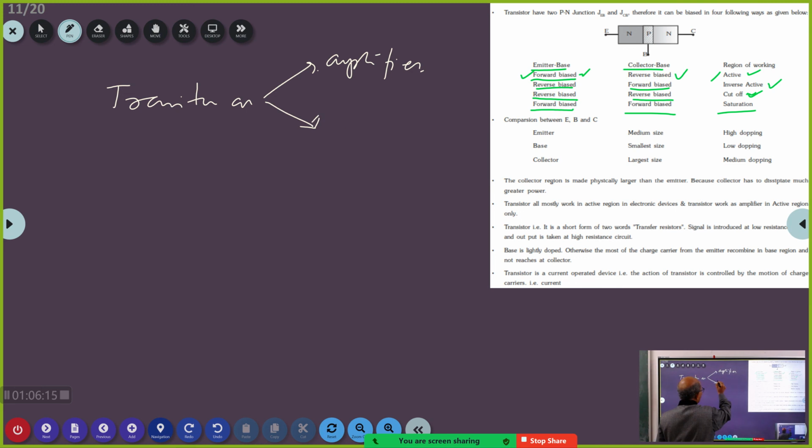There is one more thing, transistor as a switch. If you want to use a transistor as a switch, then you will operate the transistor in these two regions. One is where the transistor should be off, and the other where the transistor should be on. Then you will configure the transistor to operate like this. I will explain that. All this theory is there for you. I will explain all these things in detail.